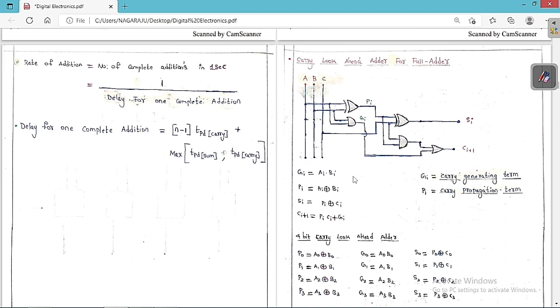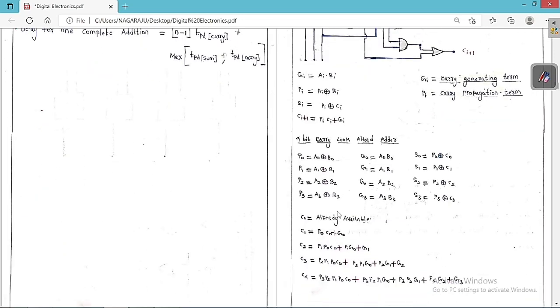Now suppose we are going to go for the 4-bit carry look ahead adder. Basically for each and every full adder, we are going to get each and every term. So for the 4-bit carry look ahead adder, we are going to get P0, P1, P2, P3, G0, G1, G2, G3 and S0, S1, S2, S3.